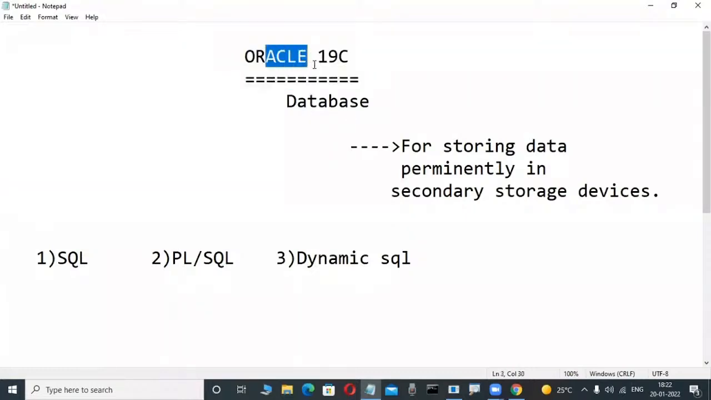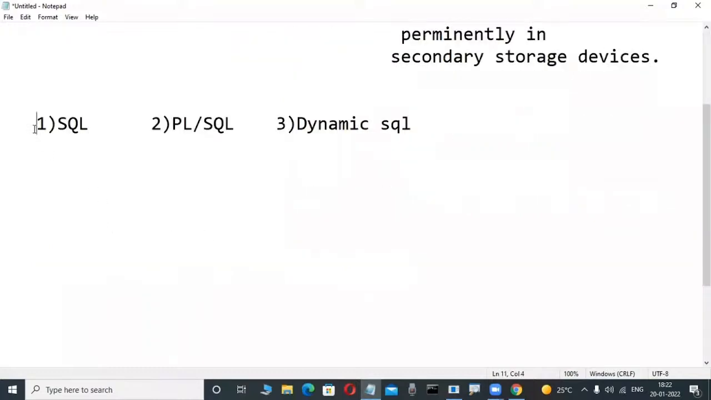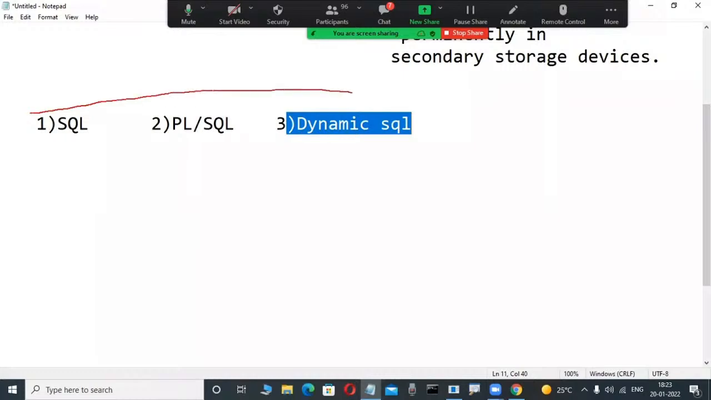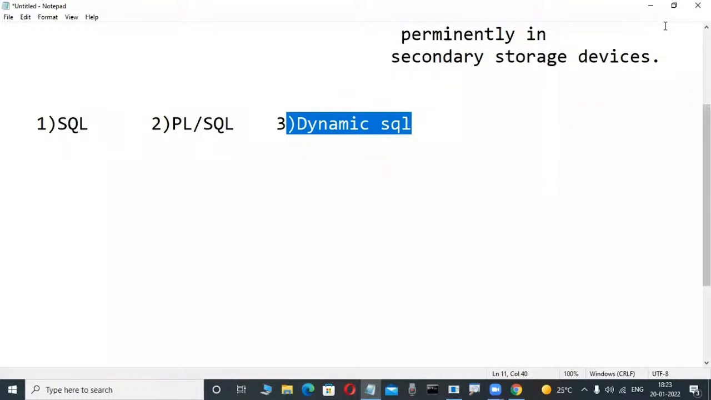If you want to operate this relational database product, which languages are we learning? One is SQL language, another one is PLSQL, another one is dynamic SQL. These three languages we are learning in our course. Most powerful.